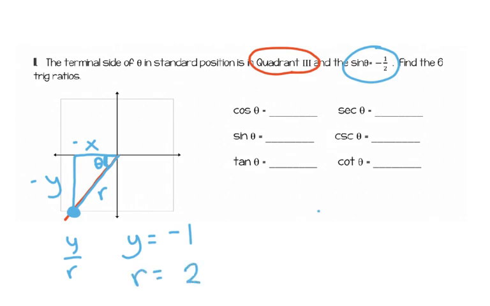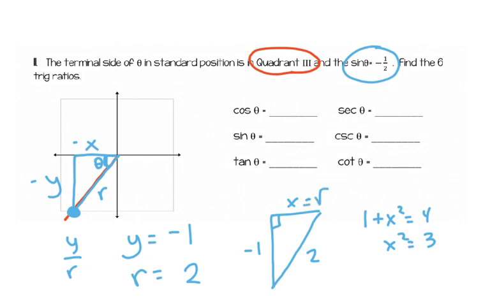And so I just need to use the Pythagorean Theorem to find x. I don't know that one, but I do know that this is negative 1 and I know that this is 2. So you can find what x is. Negative 1 squared plus x squared is equal to 2 squared. So x squared is equal to 3, so x is equal to the square root of 3.